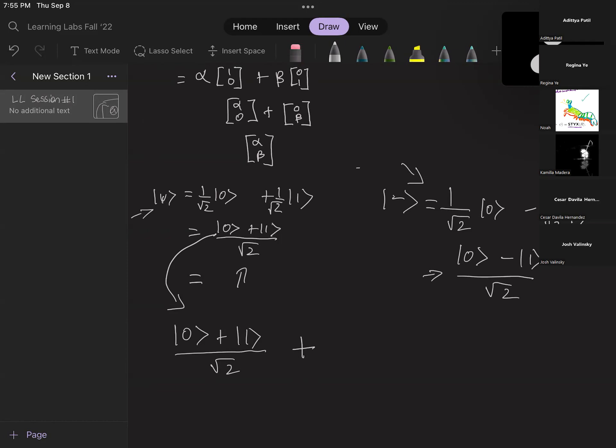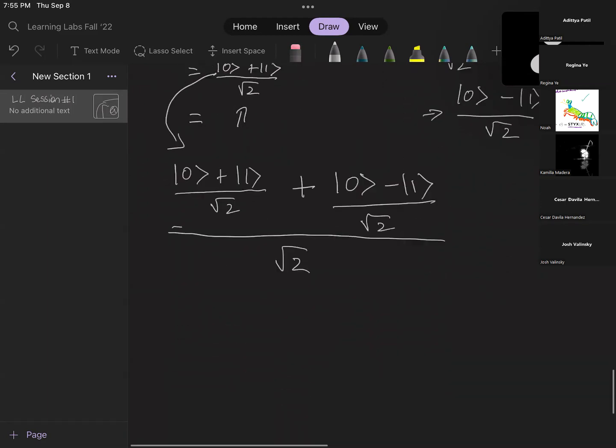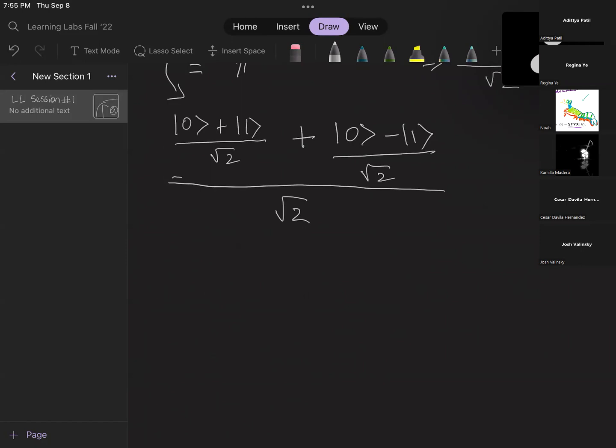I have this plus, and we have this all over root 2 still. Now, you can see that the signs actually might mean something, right? We have this 0, 0. We have this 1, but we have a minus 1 here. So we're just going to use some algebra. We have 0, and then plus 0, and the 1 and 1 would cancel.